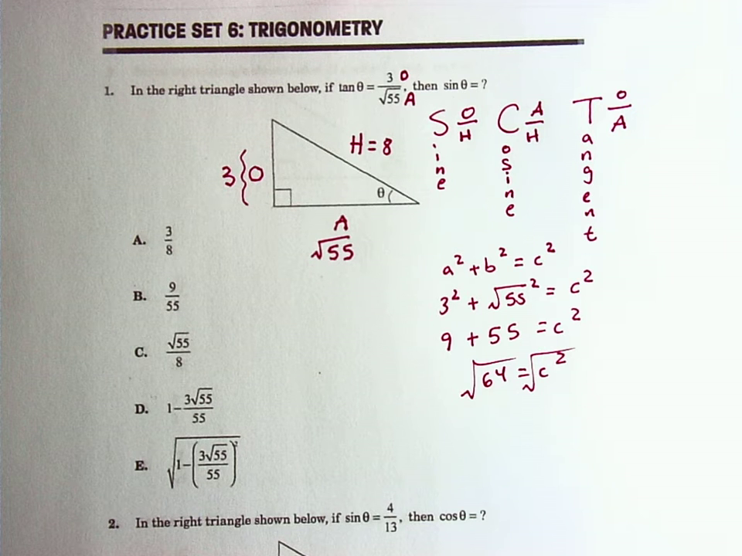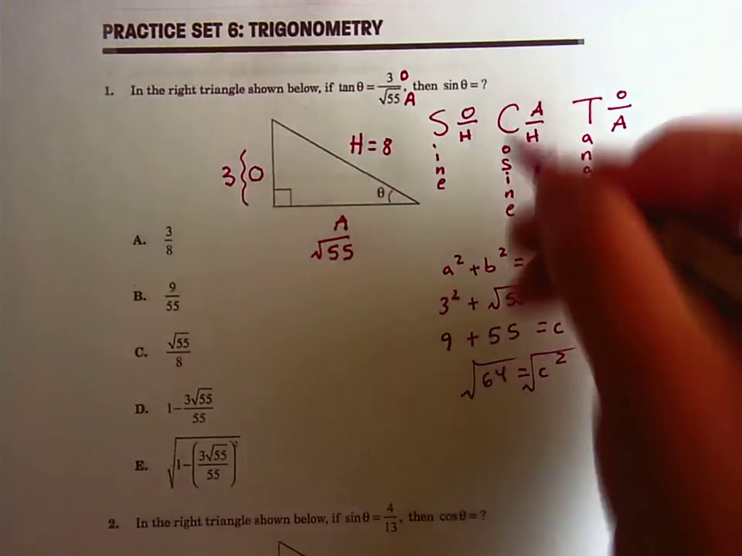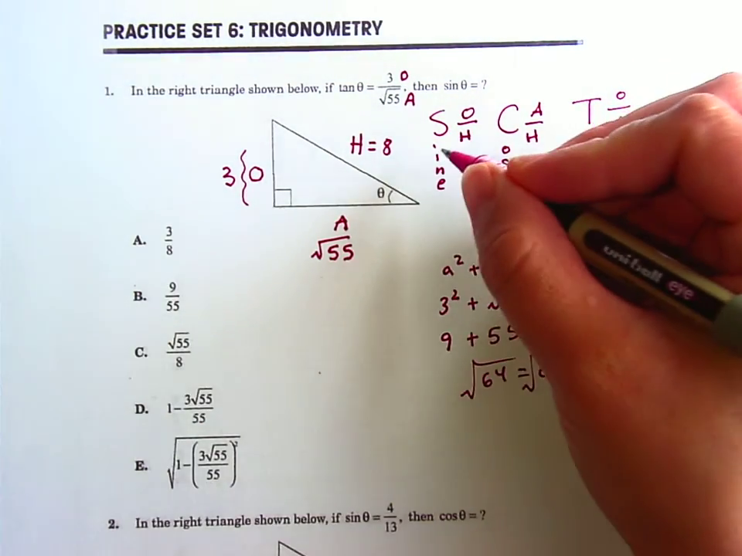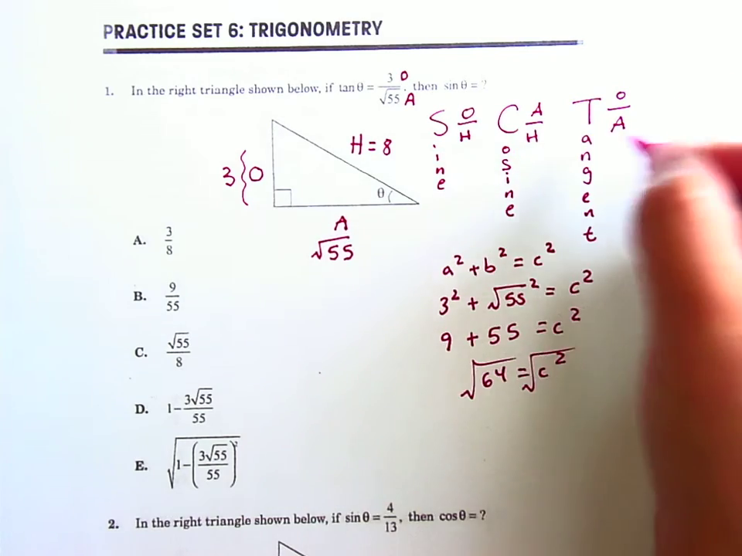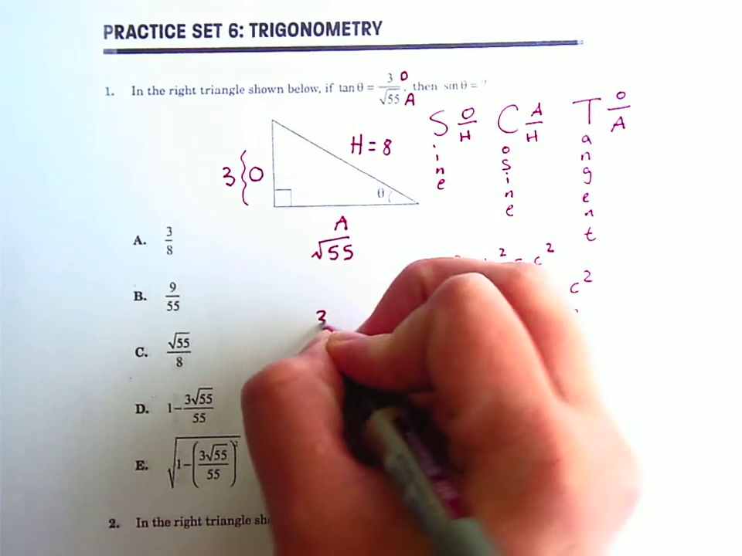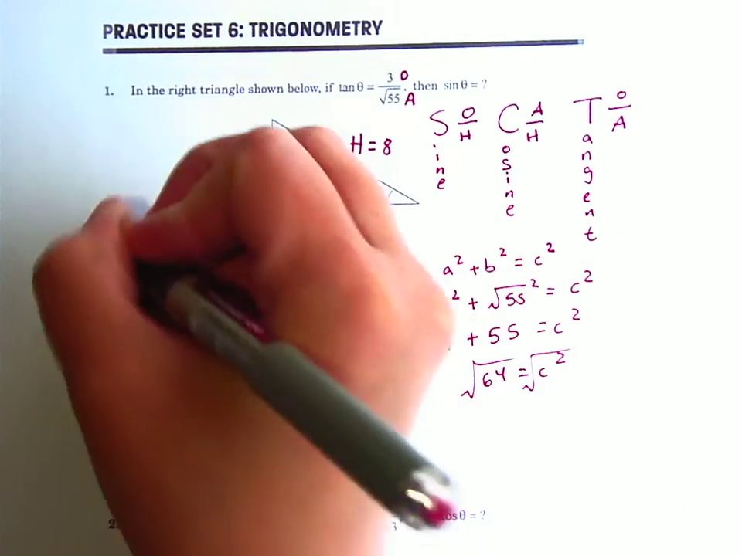Okay, so now, to figure out sine, we have to take opposite over hypotenuse, SOHCAHTOA. As in, if you're hurt, you hurt your toe, maybe you need to SOHCAHTOA. Okay? So the opposite is 3, and the hypotenuse is 8, so the answer is 3/8, A.